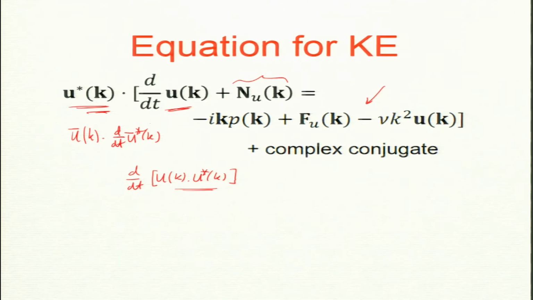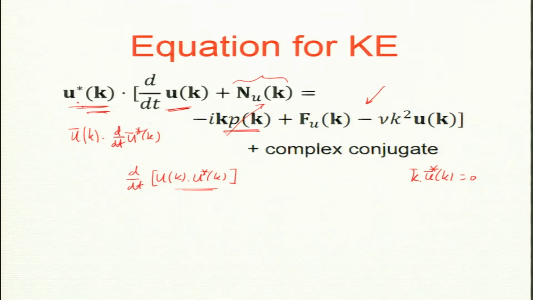Now, what about this object? If I dot u star k with k times the pressure term, what will that give you? What is k dot u_k? It is 0, the incompressible condition. For u star k, you take the complex conjugate, and that should also be 0. So, k dot u_k is 0 for every mode. Please keep in mind, for every mode k dot u_k is 0. If I take the complex conjugate, that also should be 0. So the pressure term does not give you anything.